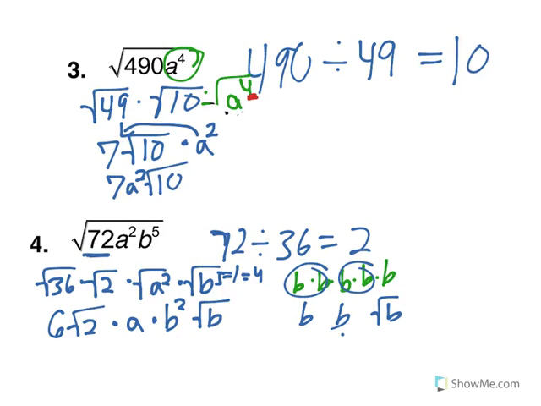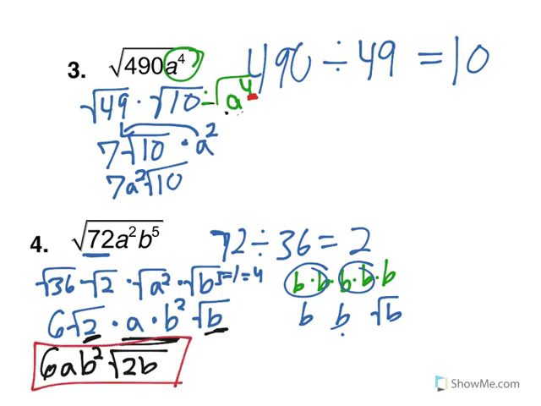Now I need to combine this all back together. So my ones that don't have any radicals on them, I'm going to put them after my constant at the front. So I have 6ab squared. And then I'm going to combine everything else back under the radical. So then I have the square root of 2 here, so I'm going to put my 2 there. And then I have a b, and so I'm going to put my b there as well. So this will be my final answer. This is simplified.